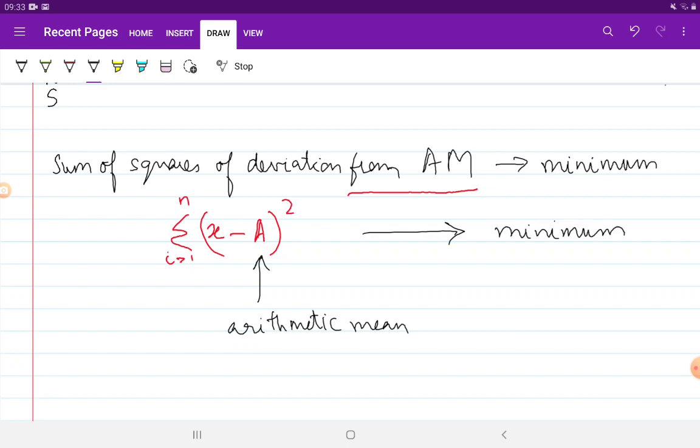This is a very important property of the arithmetic mean. Based on this property, we have what is called the ordinary least squares method, or criterion, which is used for regression analysis. We will deal with this in more detail in your last module, but just remember that this property of the arithmetic mean is very important, and based on this we have the ordinary least squares criterion. The short form is OLS criterion, ordinary least squares criterion. Okay.